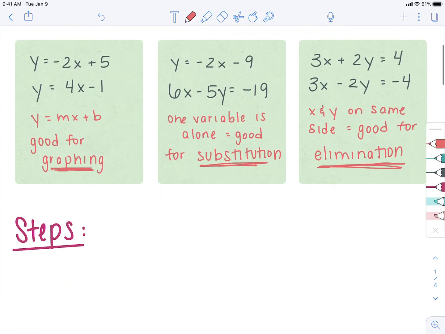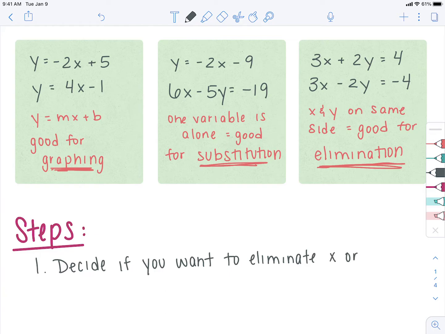So if we're going to solve by elimination, the first thing we want to do is decide which variable we want to eliminate. So decide, do we want to get rid of x or do we want to get rid of y? So your first step, decide if you want to eliminate x or y.